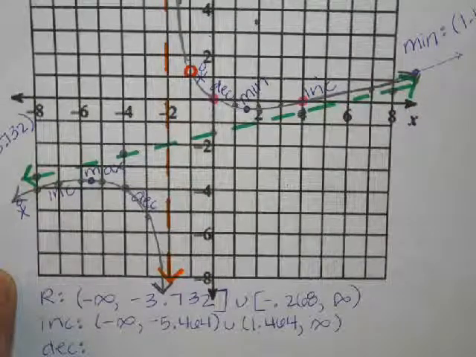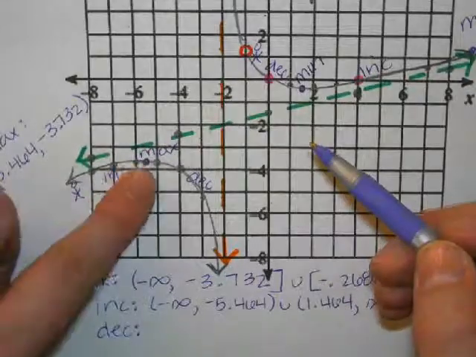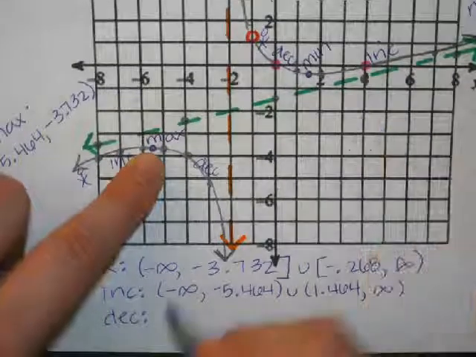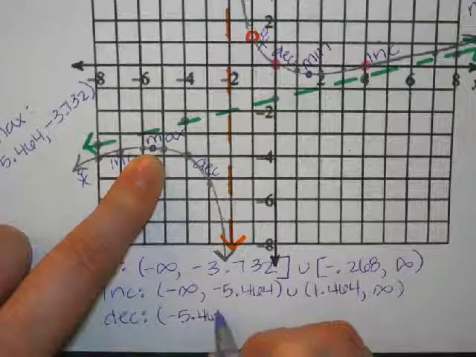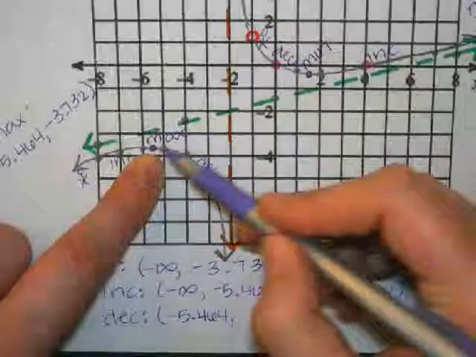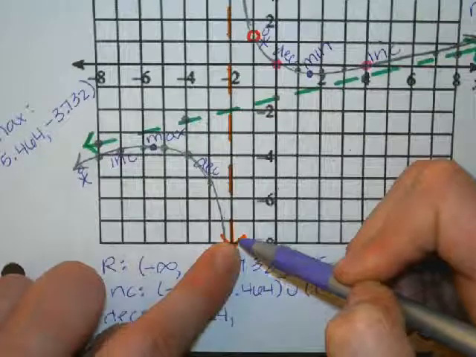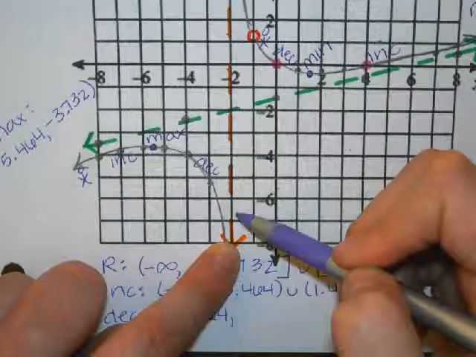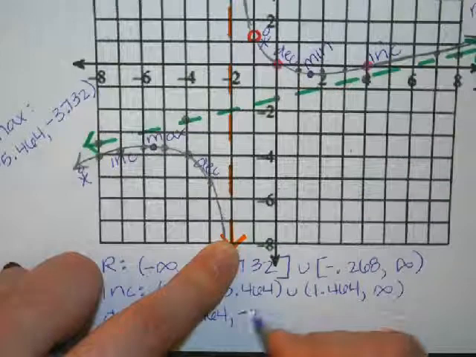So there's your increasing interval. Your decreasing interval starts here at the max. What was the x value at the max? And it decreases until it falls off into the abyss at the vertical asymptote. What was the x value of the vertical asymptote? -2. Okay.